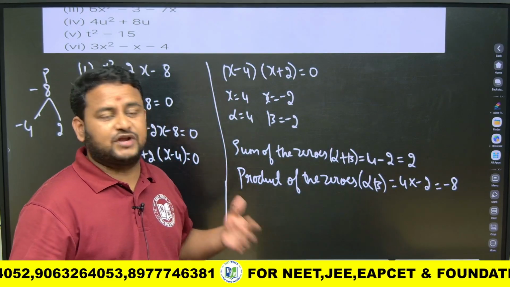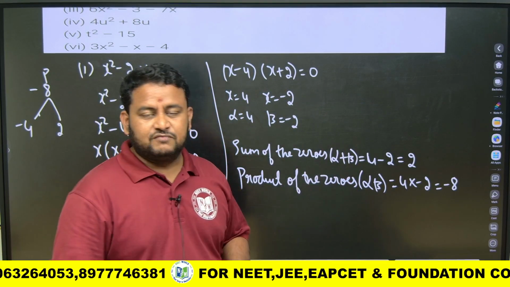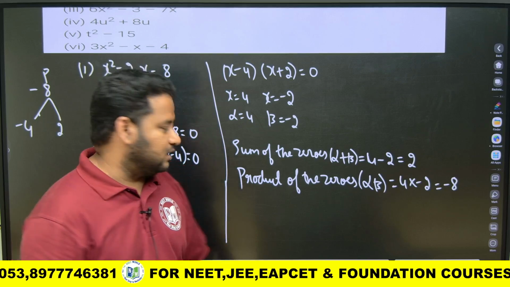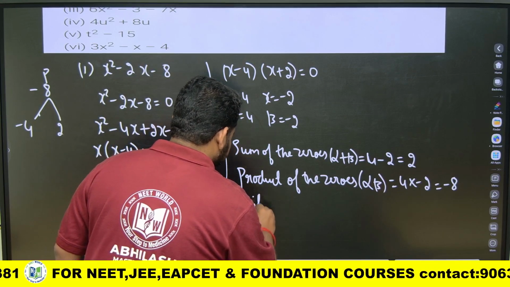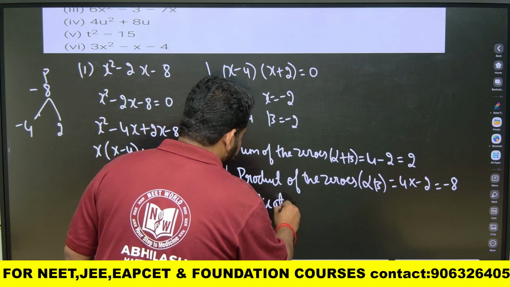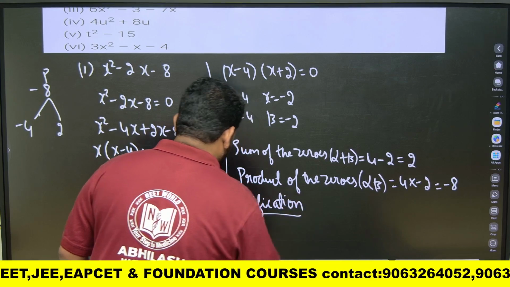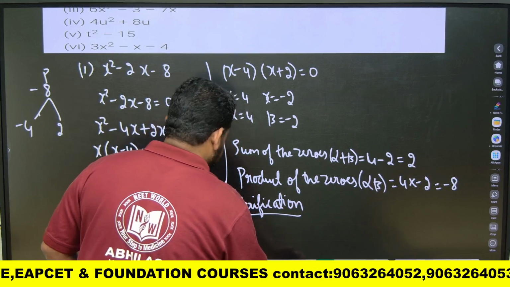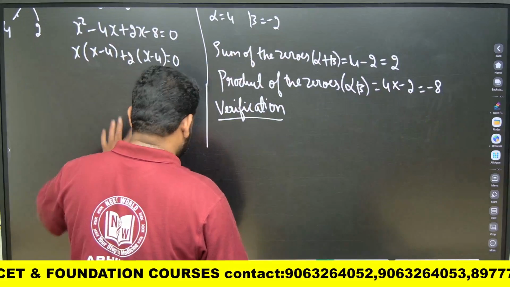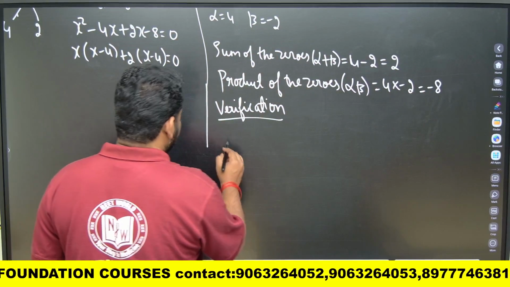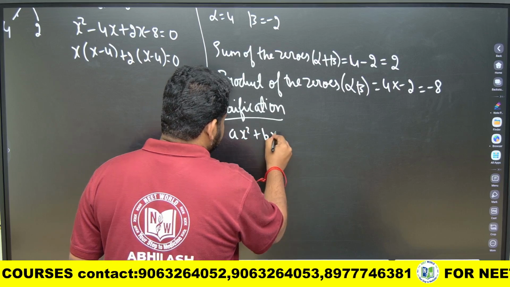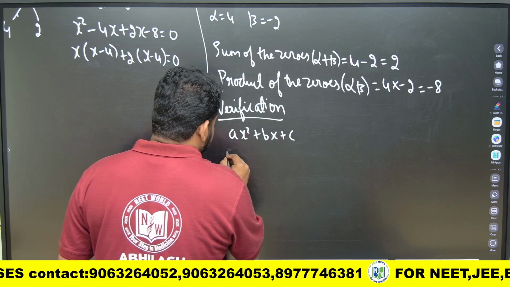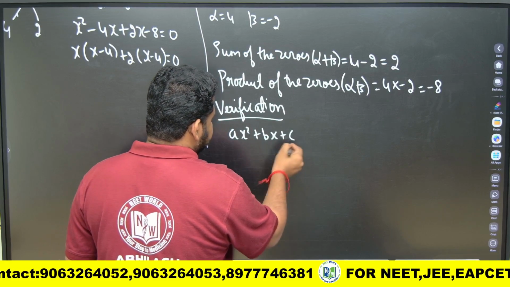They are asking us to verify. Directly what you got like this. Verify what? Verify using the formula. So let us see verification. Let us write here verification. Let me move this up. Verification. So see here. If the polynomial ax square plus bx plus c is given, okay, where ax square plus bx plus c is equal to 0.